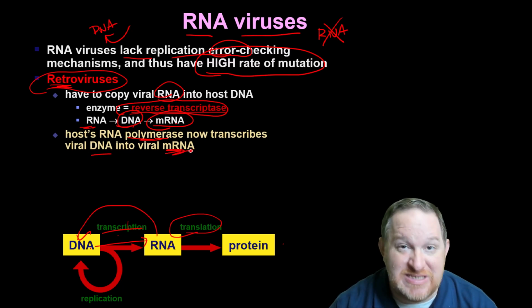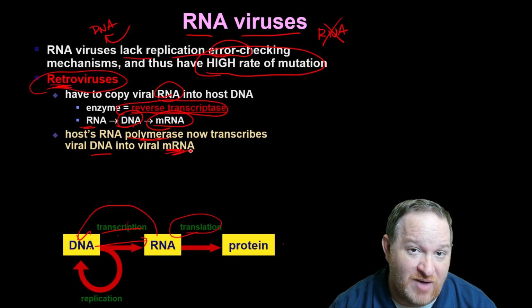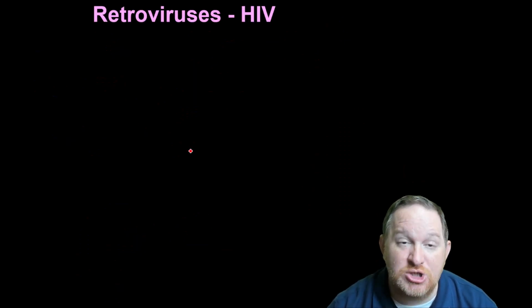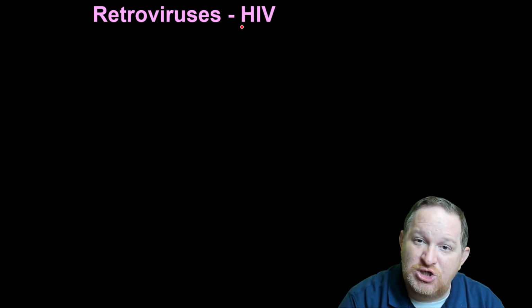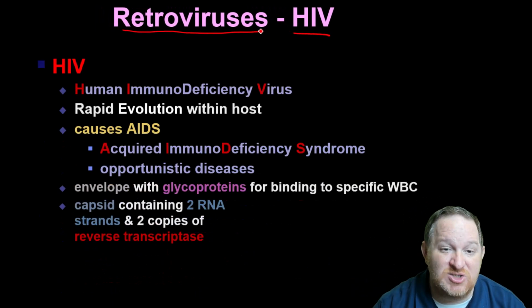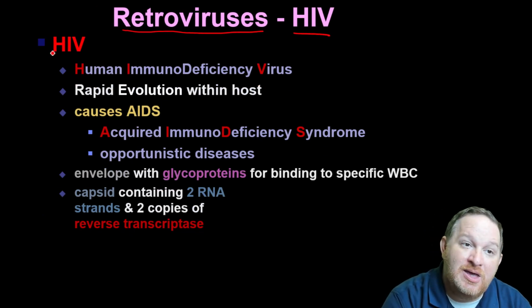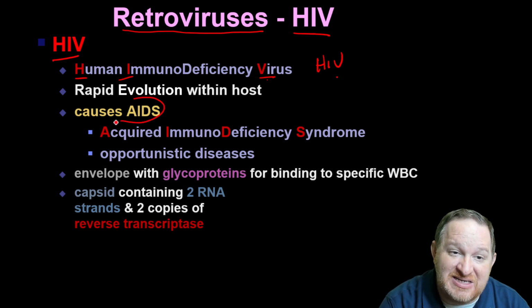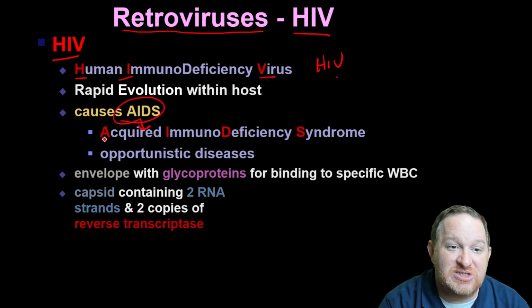Now, there's a particular RNA virus, which is a retrovirus, which you've probably heard of. It is HIV. That's what I want to talk about here for just a moment, because this is such an important virus. HIV is a retrovirus, so let's see exactly what it does. HIV stands for human immunodeficiency virus. This is the virus, HIV. The virus causes AIDS, which is acquired immunodeficiency syndrome.